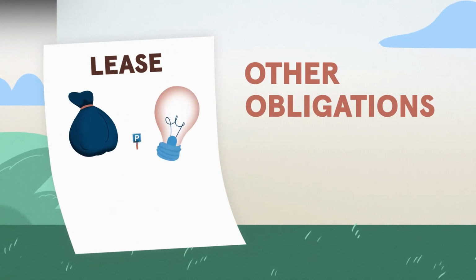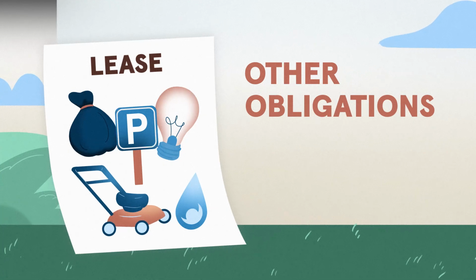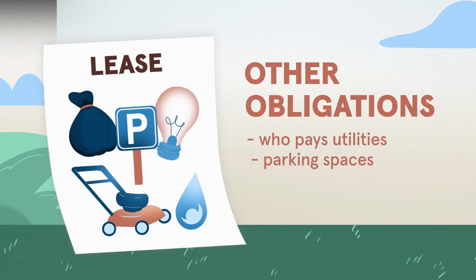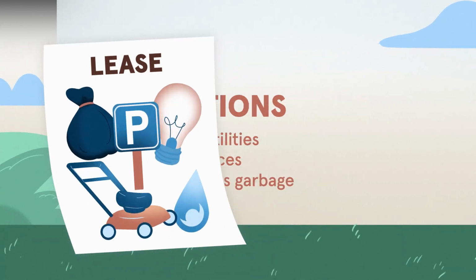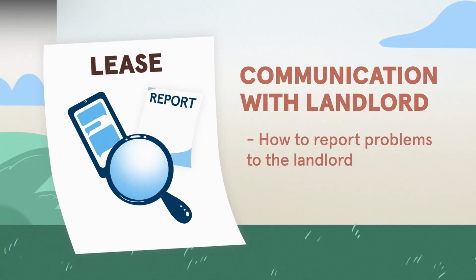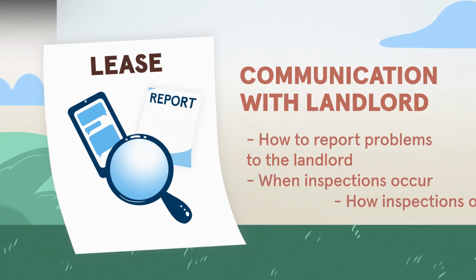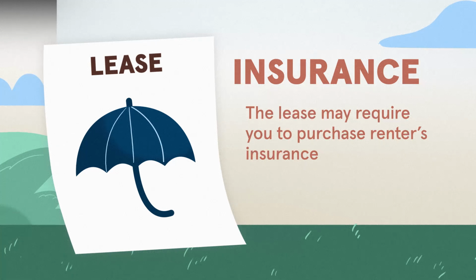Other obligations. The lease will say who is responsible for other important things, like who pays for which utilities, who can use parking spaces, who removes garbage, and more. Communication with landlord. The lease should set out how to report problems with the unit to the landlord and when and how the landlord is permitted to access and inspect the unit. Insurance. The lease may require the tenant to purchase renter's insurance.